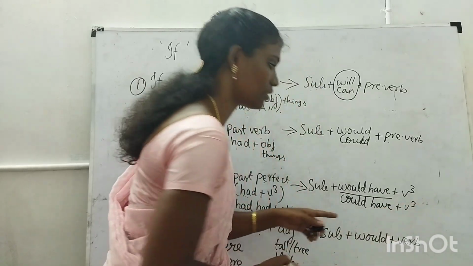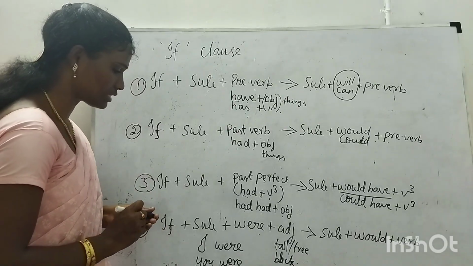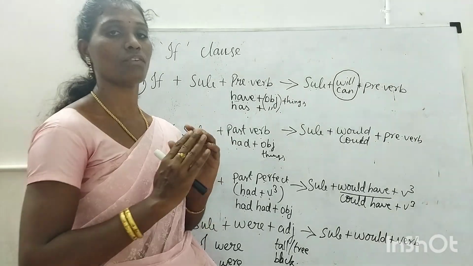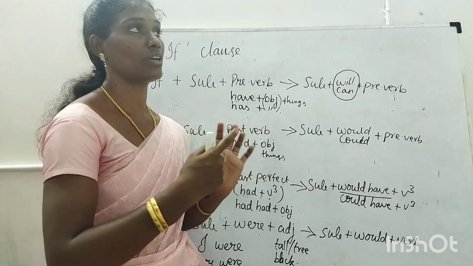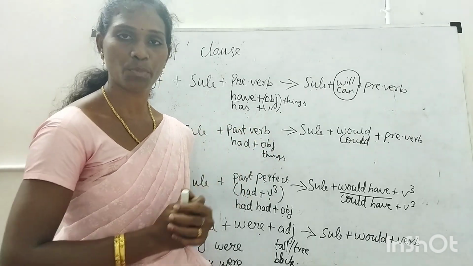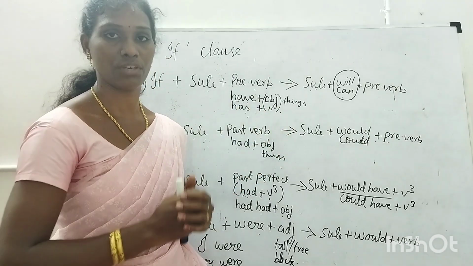Plus verb third. This is type 3. And type 4, if you see, this is imagination. What will not happen in your life, for that we are longing. So if I were a collector, I am not going to be a collector now, but I am imagining myself, if I were a collector, these are the things I would do.